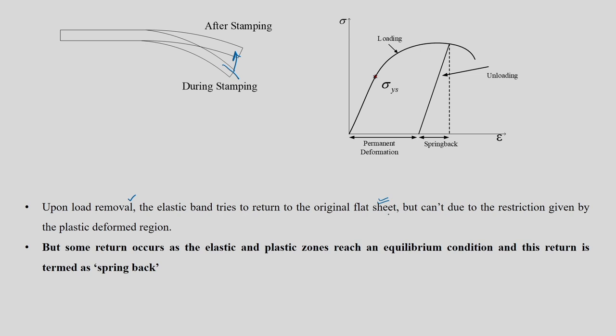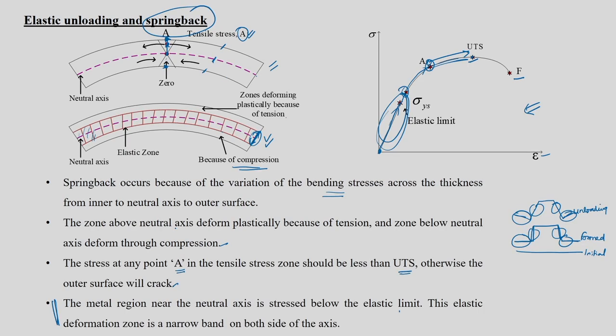It will try to return to the original flat sheet, but it cannot do that due to the restriction given by the plastic deforming zone. What we are saying is that this red color portion, which represents the elastic part, will try to recover, which is equivalent to a change in dimensions, but the plastic part, which is outside and below this neutral axis, below the elastic region, will not allow it to come back fully.